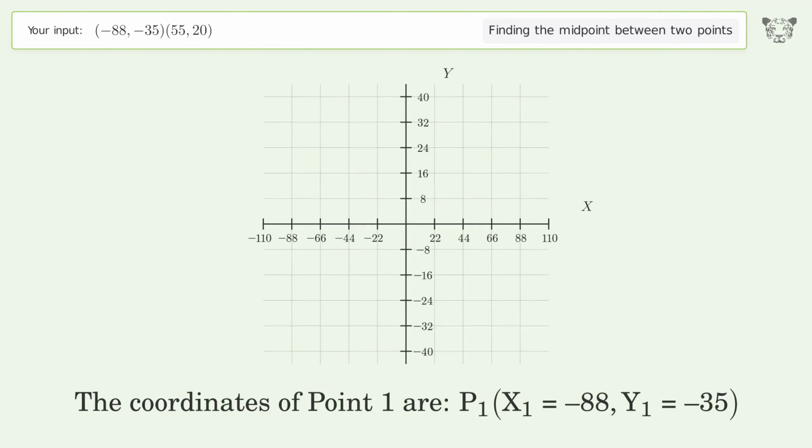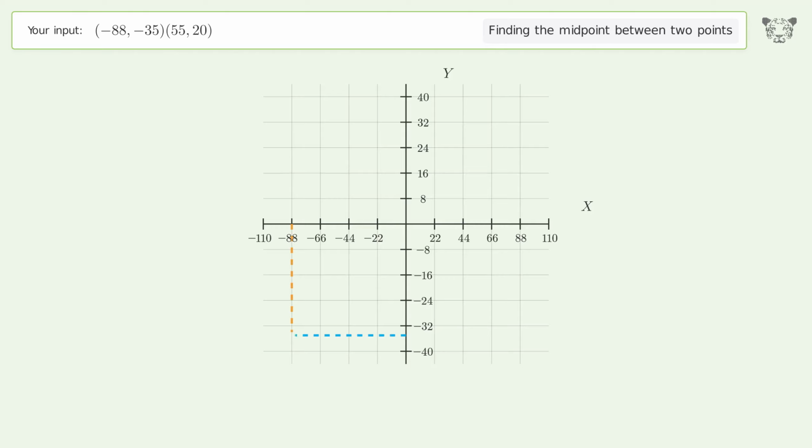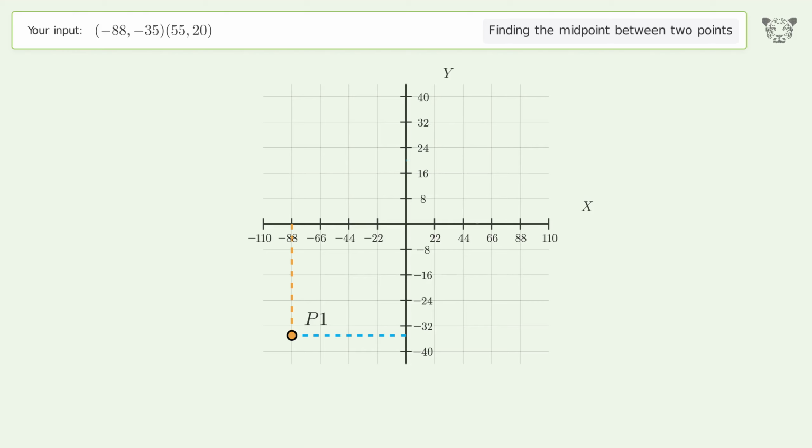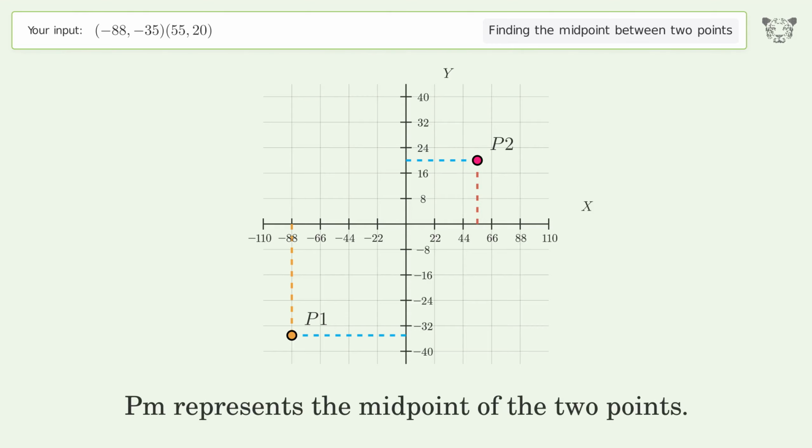The coordinates of point 1 are, x1 equals negative 88, y1 equals negative 35. The coordinates of point 2 are, x2 equals 55, y2 equals 20. PM represents the midpoint of the 2 points.